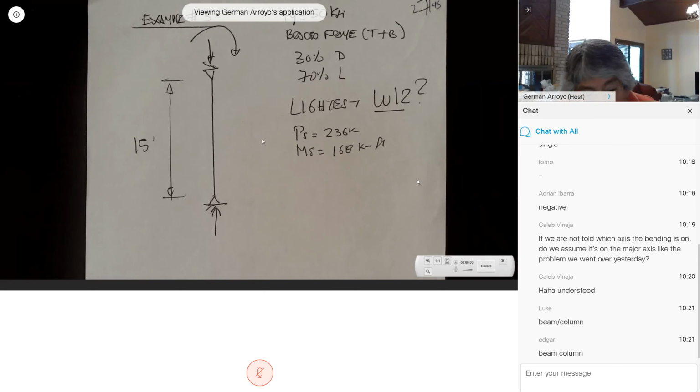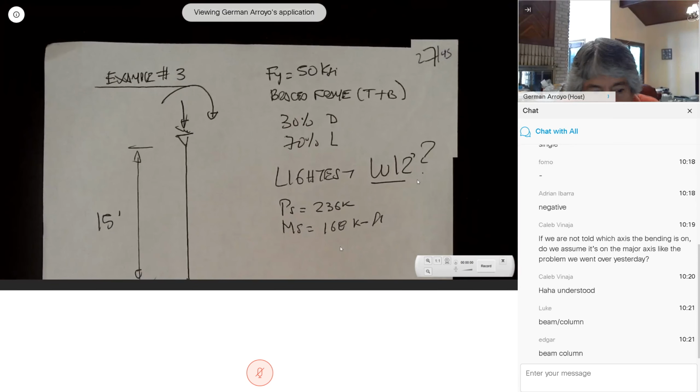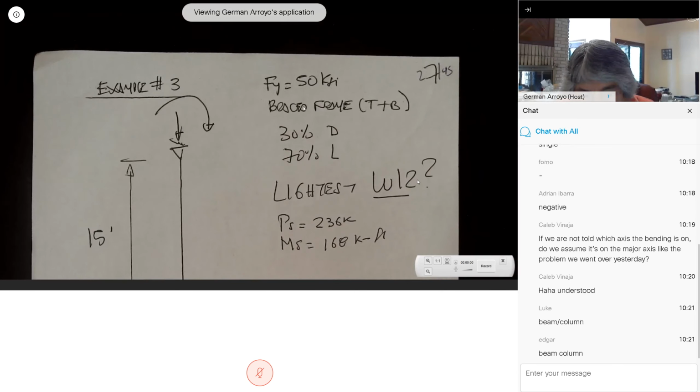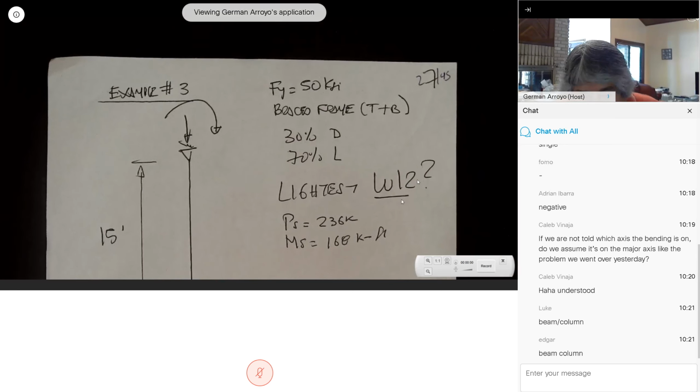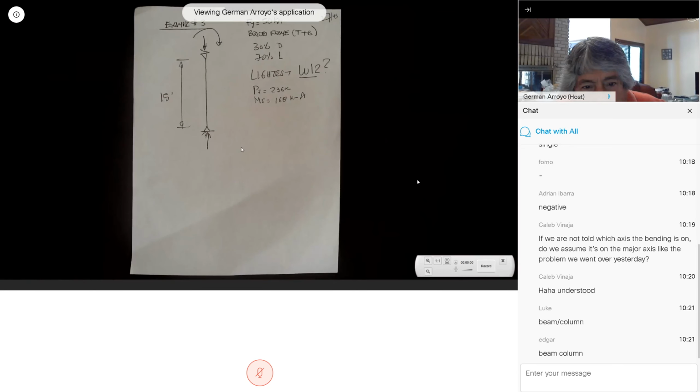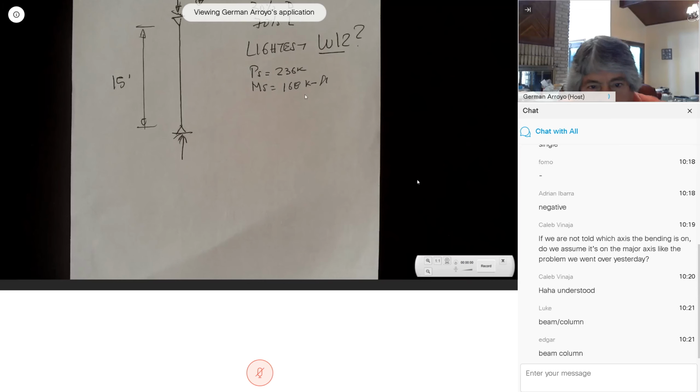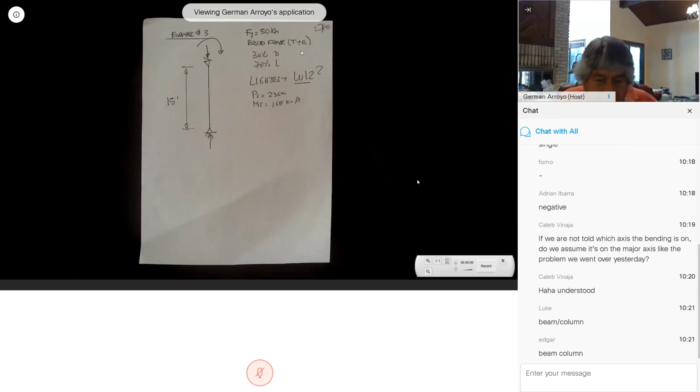And in here, we had brace on the top and the bottom, 30% dead load, and the rest live load, the lightest W12, right? And the service load is given at 236, and here bending is about the strong axis. So what we have to do in here, W12, and it could be W12, W14, anything. We need to find the lightest one in this family. So this is a W12. I need to find P sub U and M sub U.